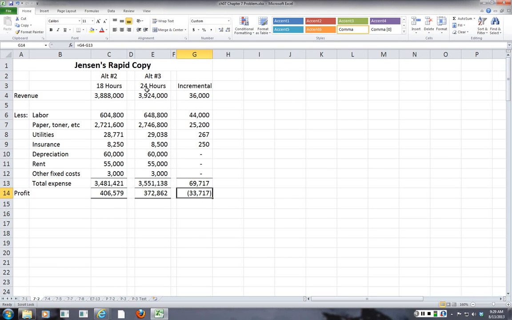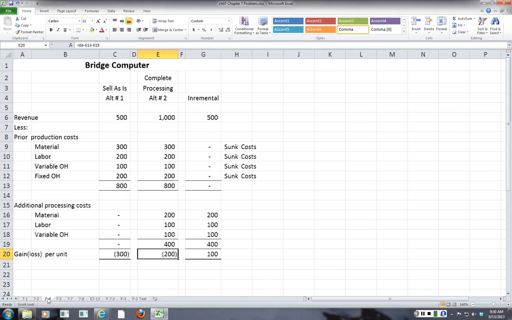This is the same as what they calculated on the preceding page. They want to say, what happens if we stay open 24 hours a day, and compare that with staying open 18 hours a day? Well, you can see the incremental revenue is $36,000, but the incremental cost is $69,717. So the difference is that they won't make as much as they would if they stayed open just 18 hours a day, by $33,717.